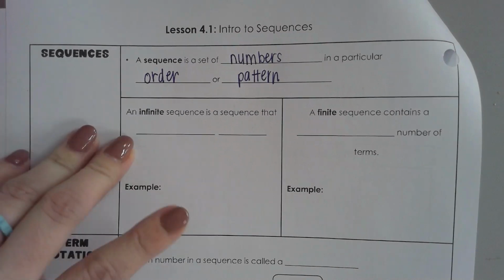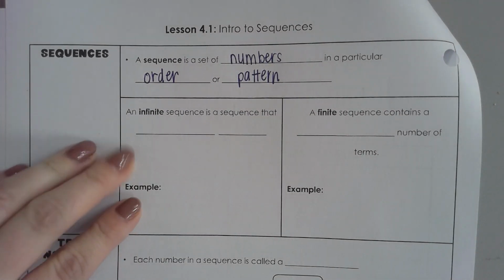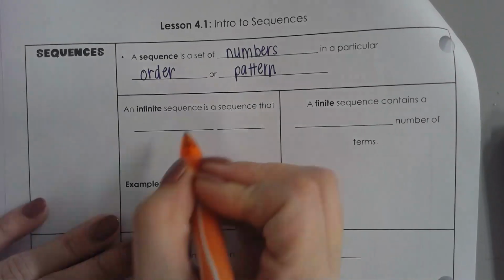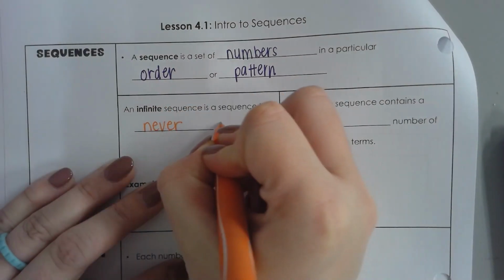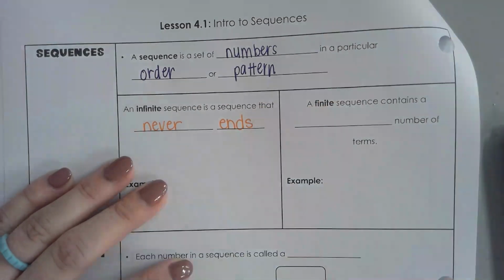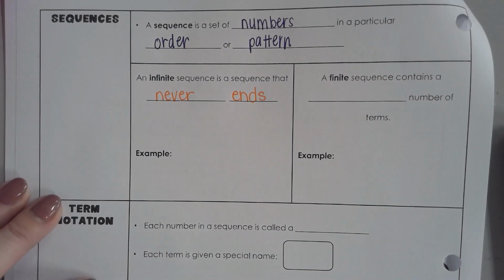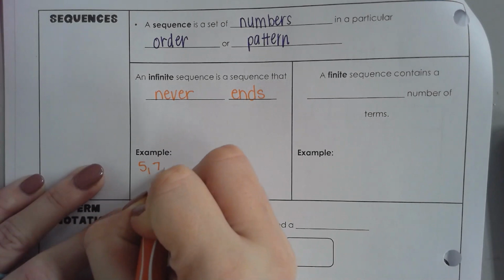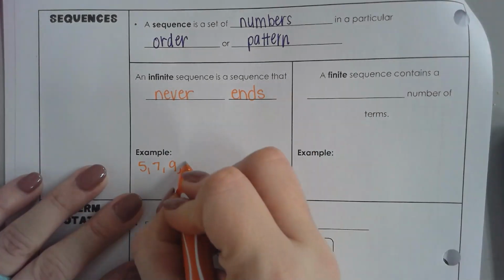What does the word infinite mean? Just don't stop. It doesn't stop, right? An infinite sequence, so a sequence, a list of numbers, is a sequence that never ends. So if I want to start with a pattern of numbers, let's say I start with 5, 7, 9. What would go next? 11.